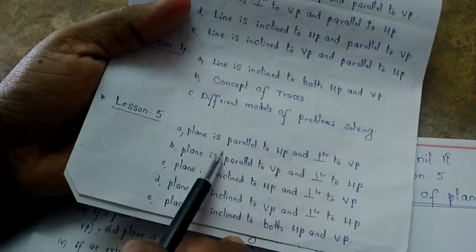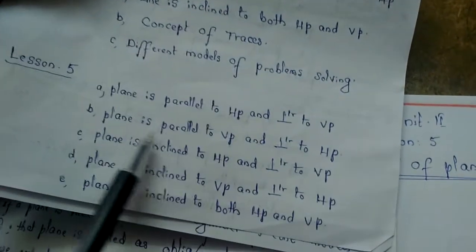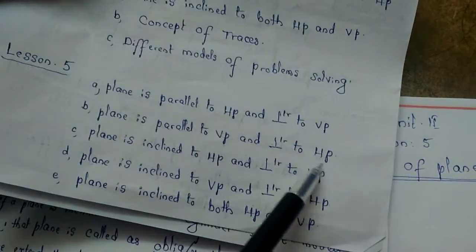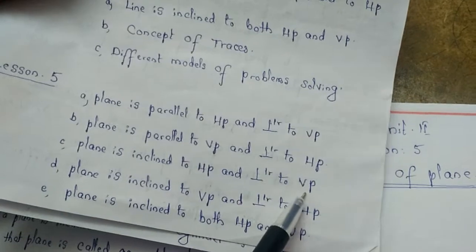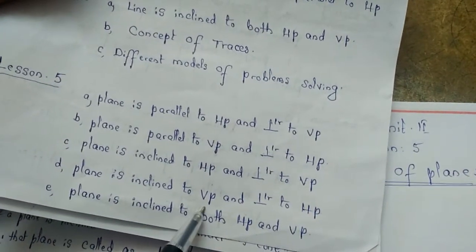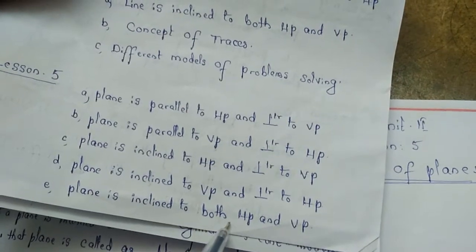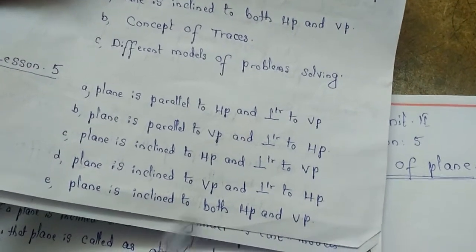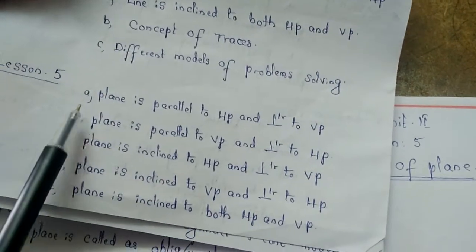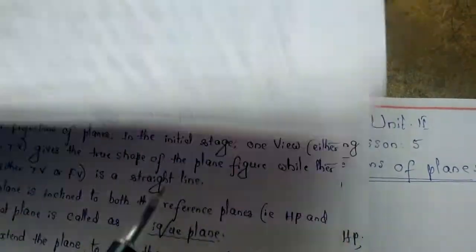Suppose the plane is parallel to HP and perpendicular to VP; or the plane is parallel to VP and perpendicular to HP; or the plane is inclined to HP and perpendicular to VP; or inclined to VP and perpendicular to HP; otherwise the plane is inclined to both HP and VP, which is called an oblique plane. In lesson number 5 we will deal with these types of problems one by one.